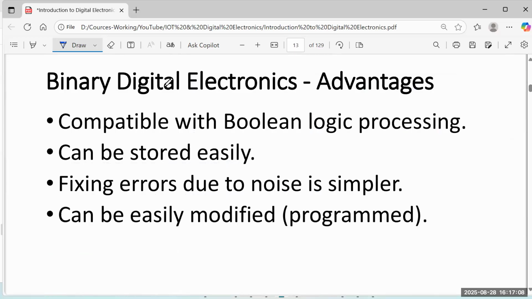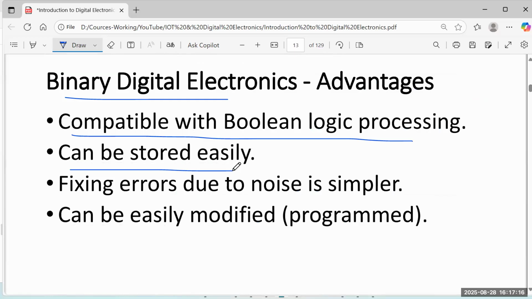So as I told you, binary digital electronics has advantages. It is compatible with Boolean logic because Boolean logic is also two-state. It can be stored easily using binary concepts, ones and zeros, magnetism, charging, and so many concepts. And fixing errors due to noise is simpler because there can be corruptions, right?